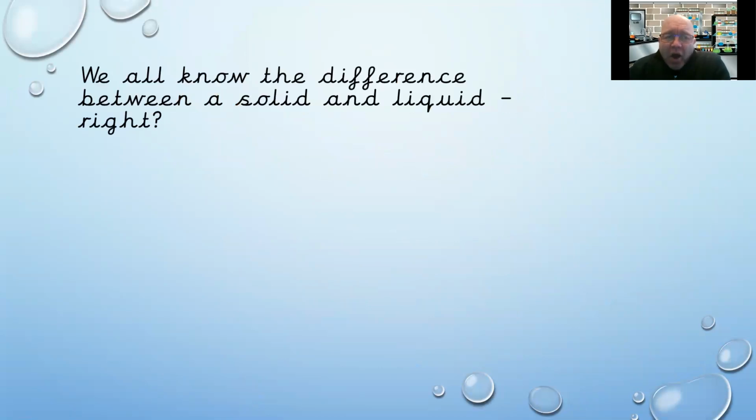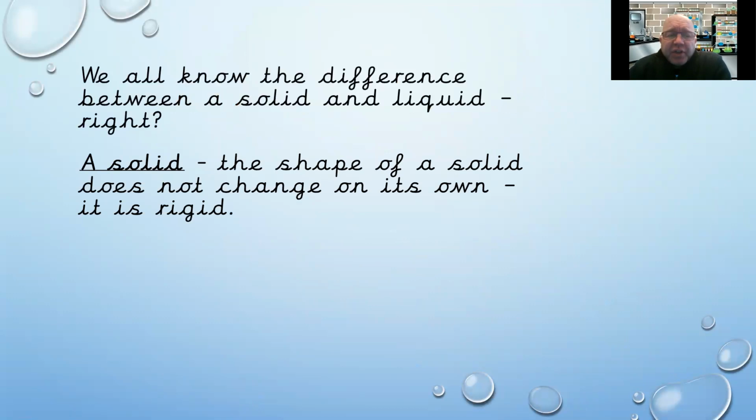Now, I hope that we all know the difference between a solid and a liquid. Just to clarify, just to define, a solid is a shape that does not change on its own. So it holds the shape it's in. The only way it changes shape is if we apply a force to it. So if we squeeze it or push it or cut into it. So that's the only way that a solid's shape can change, is if we actually apply a force. Okay, so that's a solid.